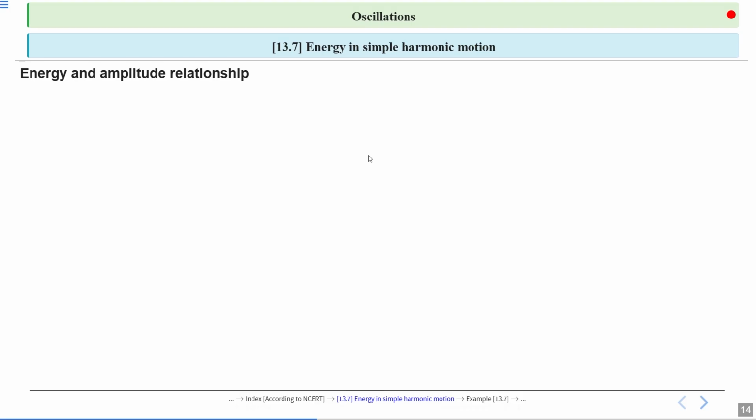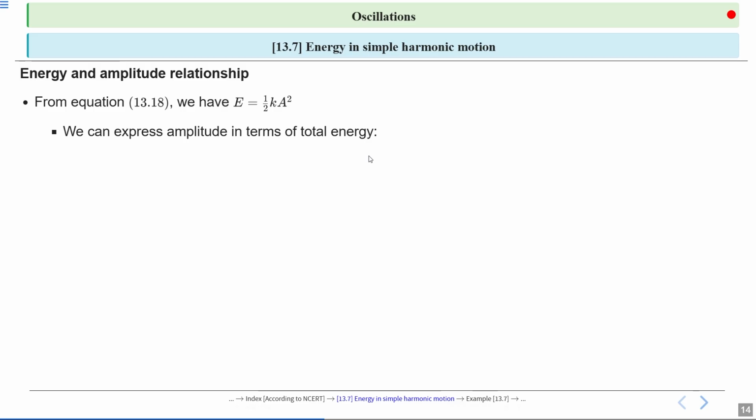Energy and amplitude relationship. So the formula for the total energy of a simple harmonic oscillator, according to equation 13.18, is E equals 1/2 kA squared. We can also rearrange this equation to solve for amplitude in terms of total energy. So A is equal to the square root of 2E divided by k. This means that if we increase the total energy E, the amplitude A increases as well, but only as the square root of E. For example, if we double the energy, the amplitude increases by a factor of about 1.4, not double.